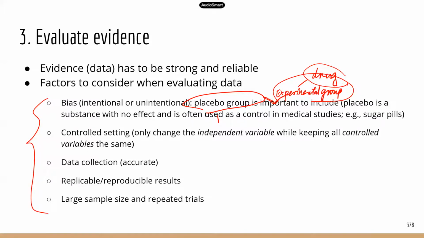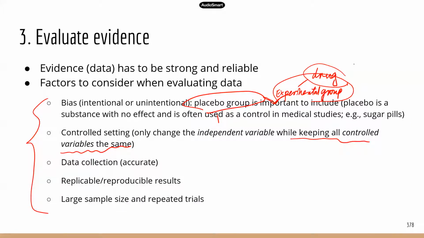All right, so that's placebo, which can be used to account for bias. The second factor is controlled setting. So when you do experiments, you have to make sure that all the groups, whether it's a control or a treatment group, should have exactly the same setting, right? All the controlled variables should be the same.